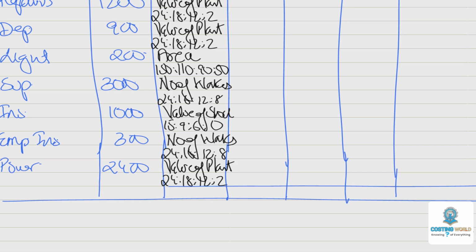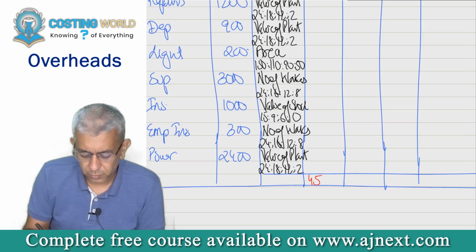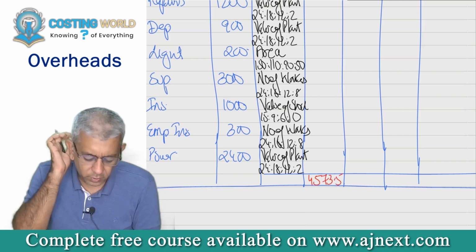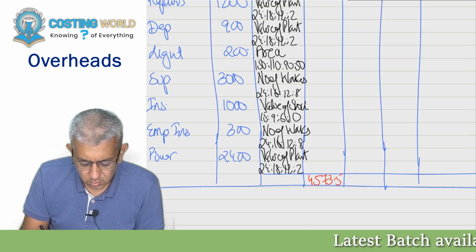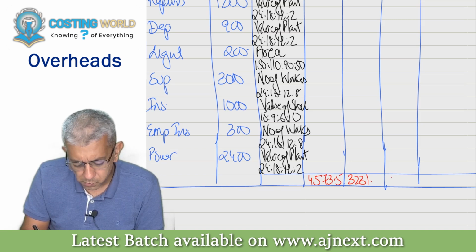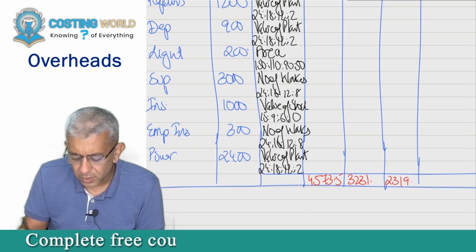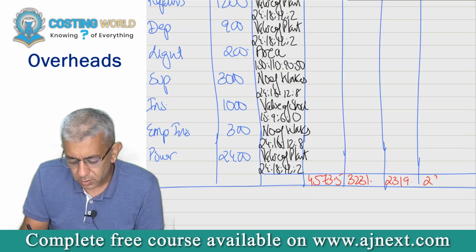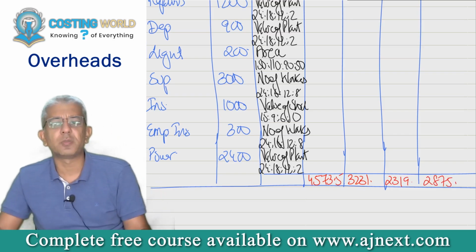Is it done, beta? Yes, sir. You tell me the totals, please. 4,573.57, approximately 4,573.5. Okay, the next one, 3231 point something. Then the third one, 2319 point something. Okay, that's okay. Last, 2875 point something. So approximately these will be your answers.